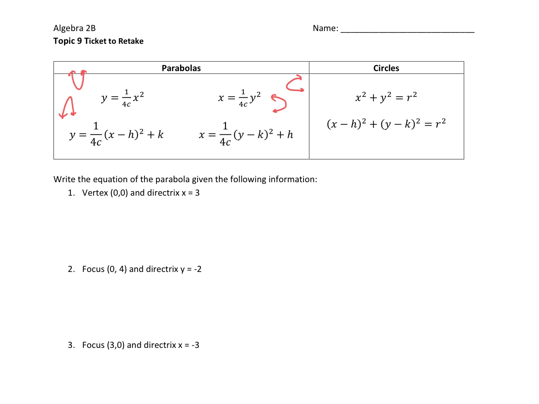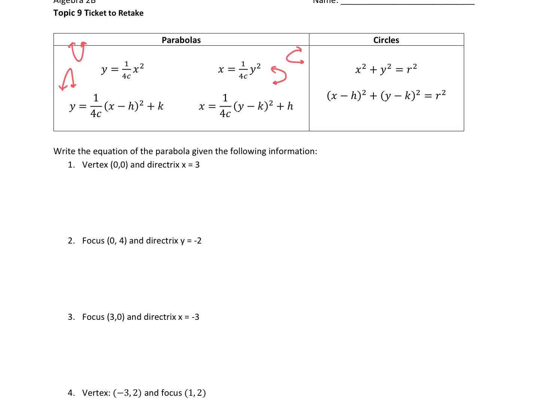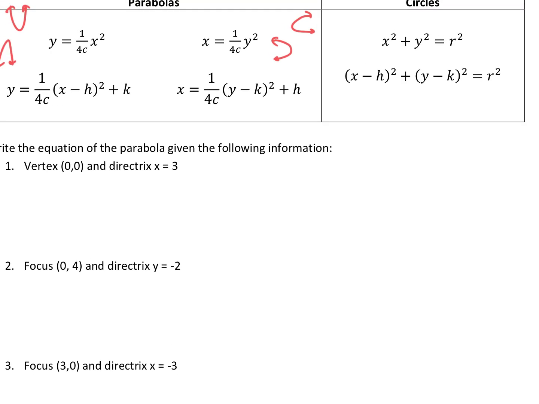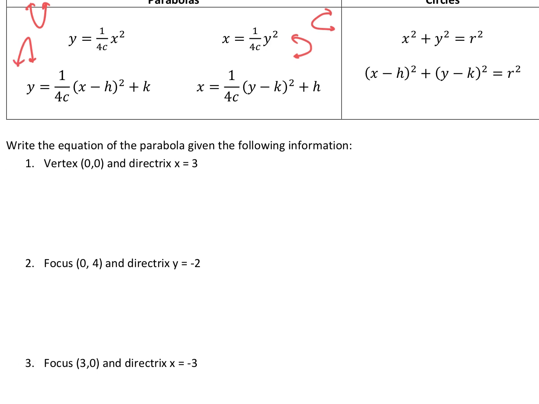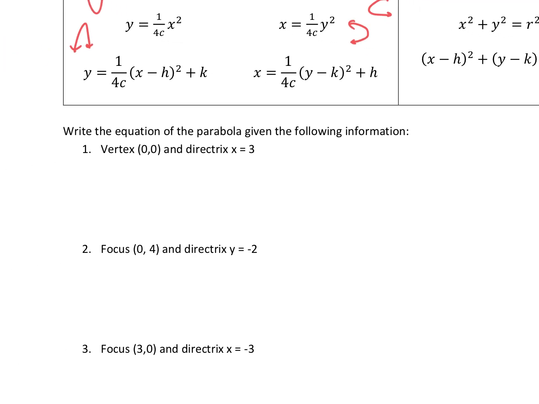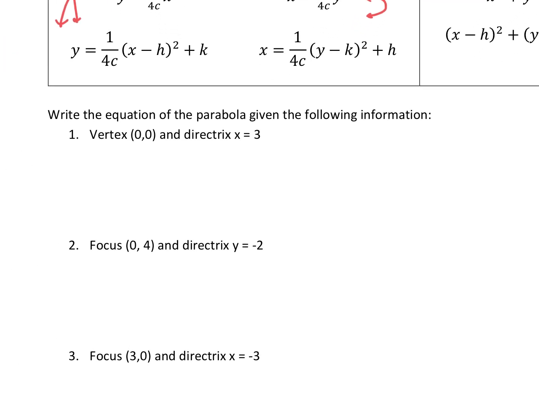All right, number 1. We are given that the vertex is at 0, 0. So if the vertex is at the origin, I know it's going to be this equation or this equation. And then the directrix is x equals 3. So I am always drawing these problems out. When I draw it out, I can see if it's opening up, down, left, or right.